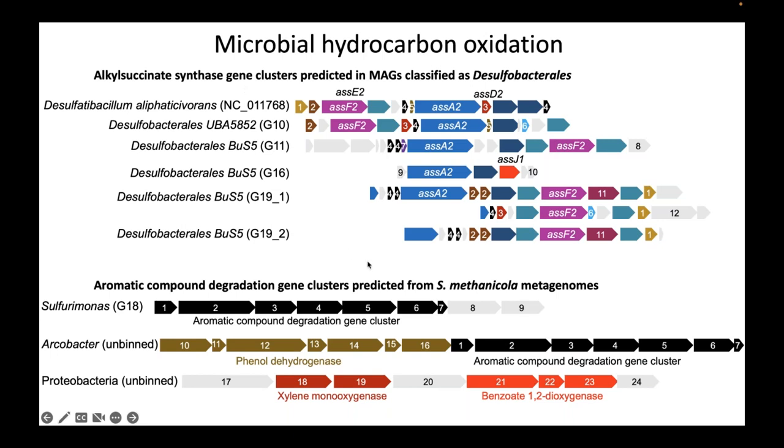From the metagenomes, I also identified other aromatic compound degradation gene clusters in one MAG that is classified as Sulfurimonas, as well as other contigs in the metagenomes that did not belong to any MAG. These gene clusters predict the degradation of other hydrocarbons, including benzoate, toluene, xylene, and phenol.